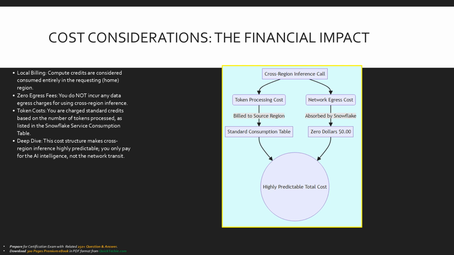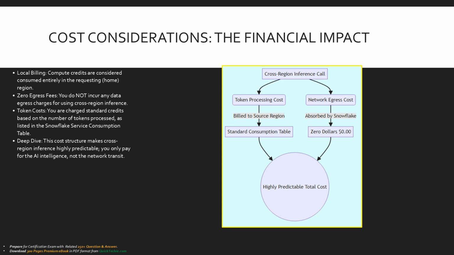As senior experts, we must govern the financial impact of our architectures. The cost structure for cross-region inference in Snowflake is exceptionally generous and predictable. First, billing locality. Compute credits are considered consumed in the requesting region. If your account is in US East 2 and you ping a model in US West 2, your bill will show the consumption originating from US East 2.